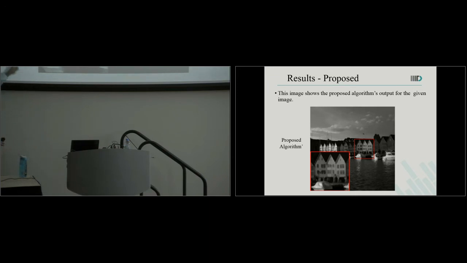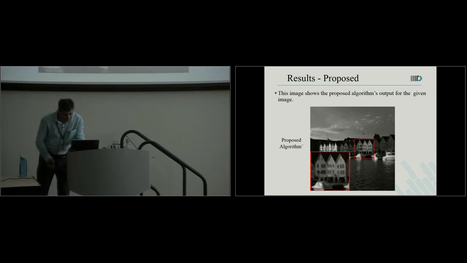So if you see this, the edges are pretty sharp, not pretty sharp, but it's still sharp as compared to the median filter. And the windows, that demarcation was completely lost, but it is preserved in this. And the visual clarity of this one is also preserved as compared to the median filtered image.